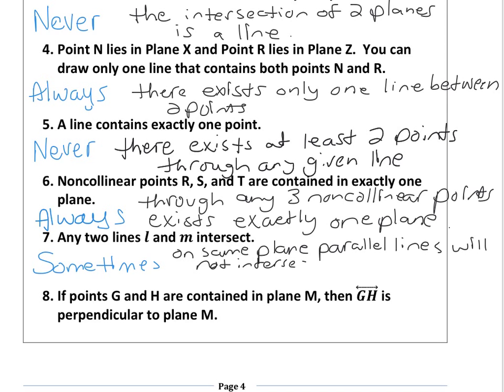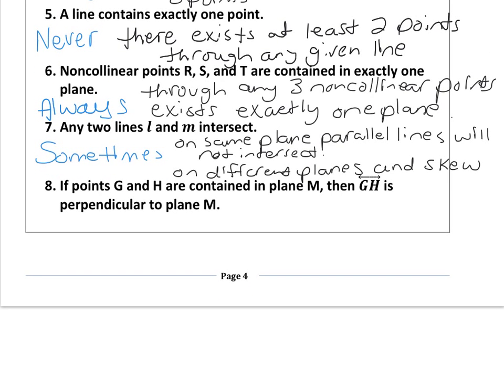And the other case, let's say on different planes. If L was on one plane and M was on a different plane, and those lines are skew, by definition that means they're on different planes and will not intersect. In that case, those 2 lines will not intersect. So there are some exceptions, although on the same plane, any 2 lines that are not parallel will intersect somewhere.